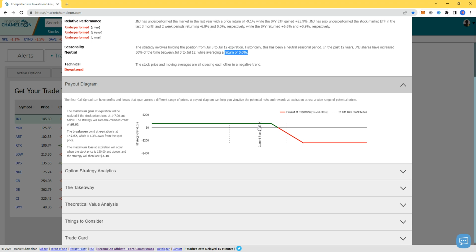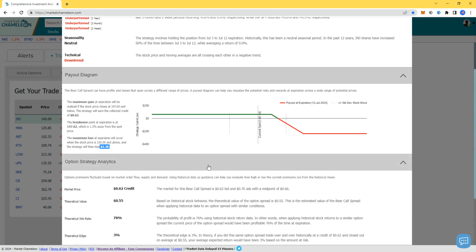which means this is a trade where we are already in the money. You see, you're already in the money, and you have here the break even at expiration is 147.62, which is 1.3% away from the spot price. So if Johnson & Johnson goes up another 1.3%, which of course is possible in the next 9 days or so, then you are just breaking even. Your max loss is over 150, which means you will lose 240, and your max win is right here, $60 that you collect upfront, the maximum premium that you can collect.